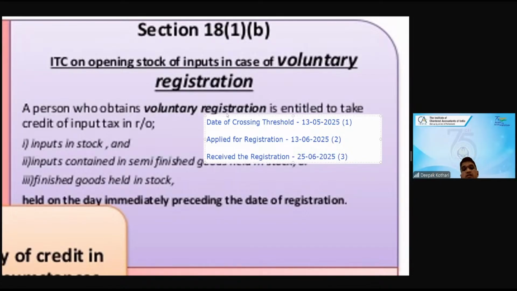So within how many days can he avail the ITC in 18(1)(a), madam? If he has applied for registration, then on whatever stock he has, he can avail the credit. He has to avail it when he files his first return. That is simple. Is there any other question which you have?